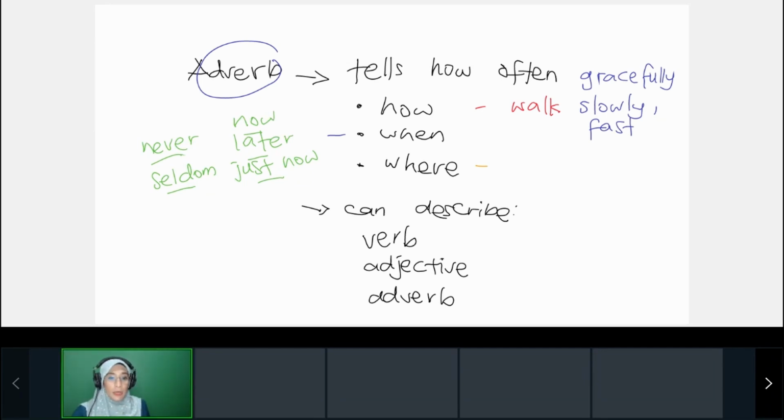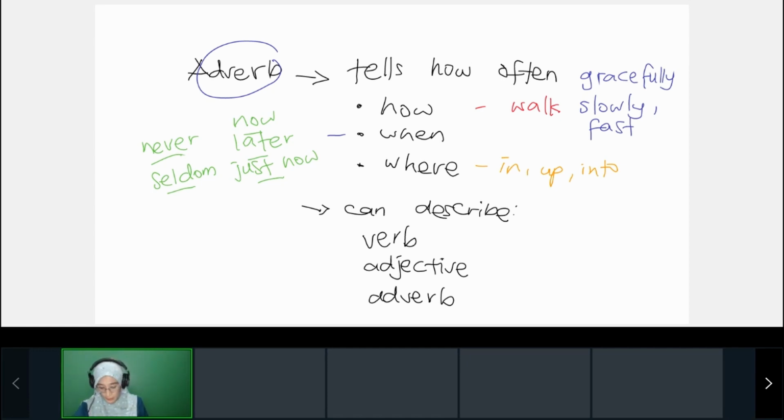So when we talk about adverb of place, where something is, maybe in, up, into. It's all to do with where something is: inside, outside, upward, downwards. So these are all adverbs, and they can describe the verb, like we have here the verb walk. You can also describe an adjective using an adverb.